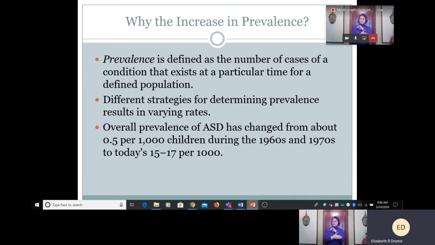So why the increase in prevalence? There are a lot of potential reasons, though not necessarily clear. It could be because there are different strategies for how prevalence is determined. For example, prevalence can be determined from medical and educational records collected within a state, but a lot of times this could underestimate prevalence, because those who haven't yet come to a clinic or medical facility or haven't received an educational diagnosis wouldn't be counted.